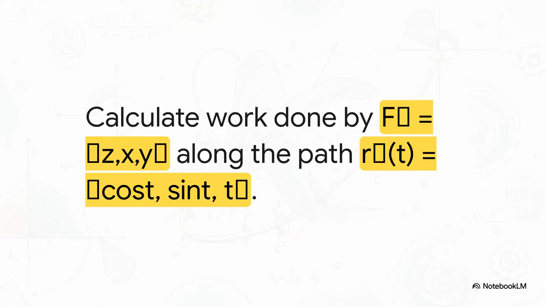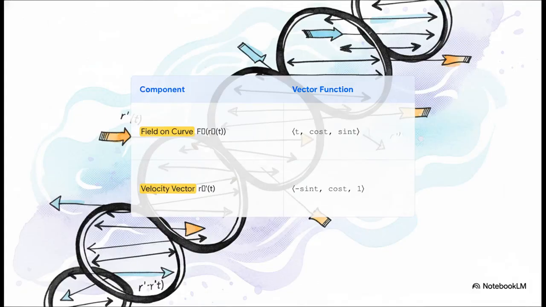All right, talk is cheap. Let's put this recipe into action. And we're going to start with a tricky one, just to show you how powerful this method really is. We are going to calculate the work done by a force field on a particle as it zips along a twisting helix. So let's follow our recipe. Step 1, parameterize, is actually already given to us. That's our r of t.